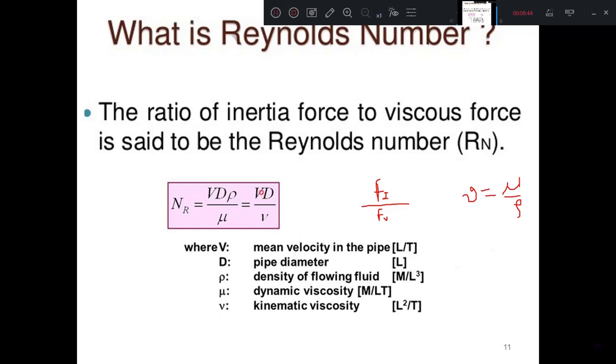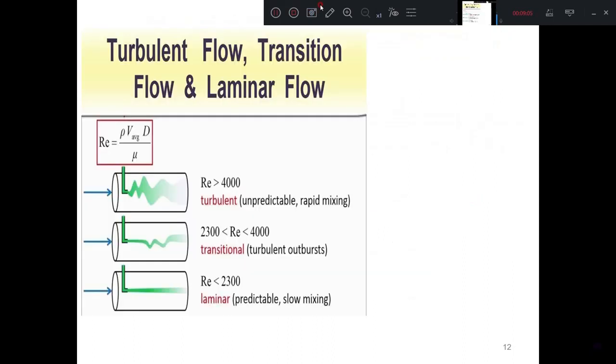If we substitute here, we get Vd by nu, where V is the mean velocity in the pipe, D is the pipe diameter, rho is the density of the flowing fluid, mu is the dynamic viscosity, and nu is the kinematic viscosity. This is the Reynolds number. Based on the Reynolds number, the flow through a pipe can be identified. This is the equation for the Reynolds number.